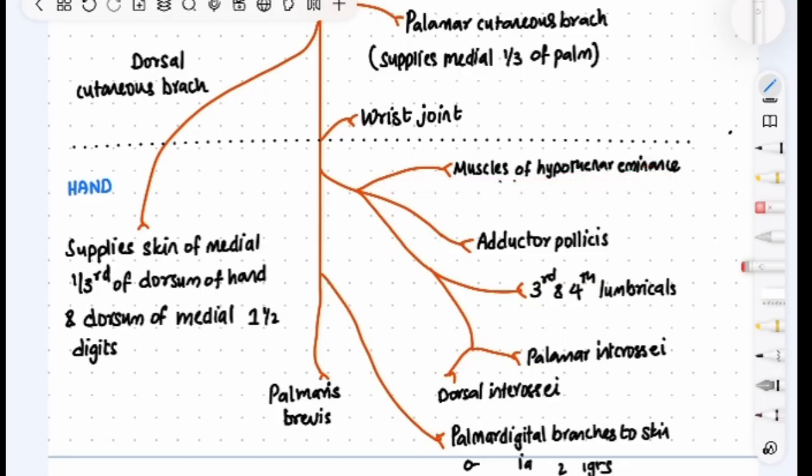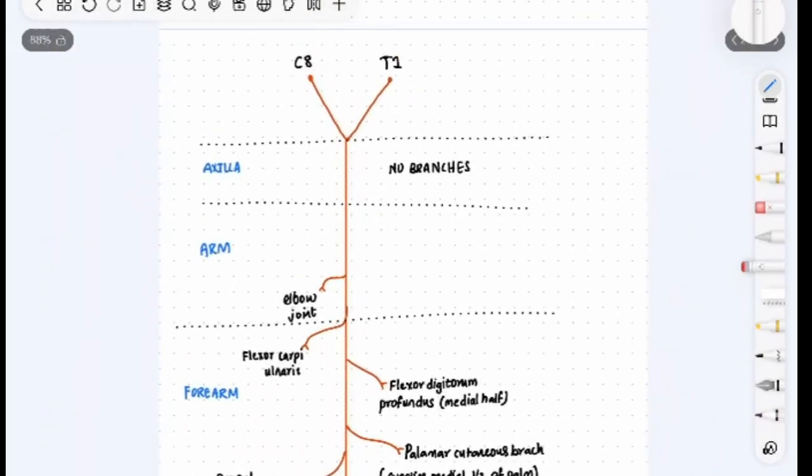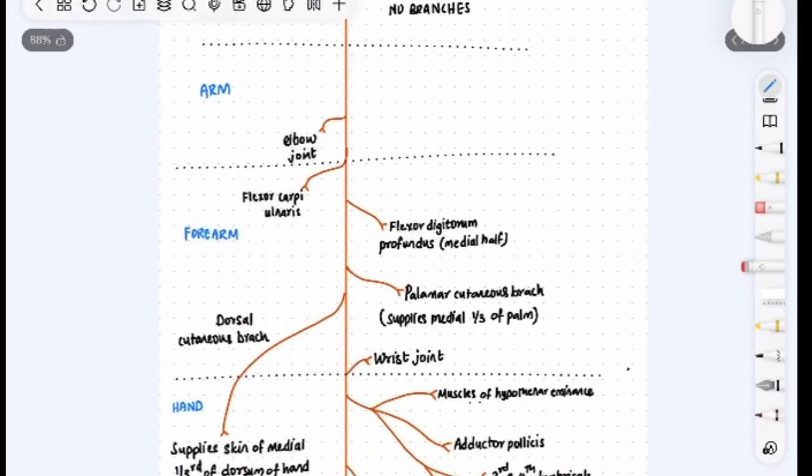So once again, in the hand, it supplies the muscles of hypothenar eminence, adductor pollicis, third and fourth lumbricals, palmar and dorsal interossei, and palmaris brevis. Try to remember, guys. Do practice the diagrams, like schematic diagrams, and try to revise.